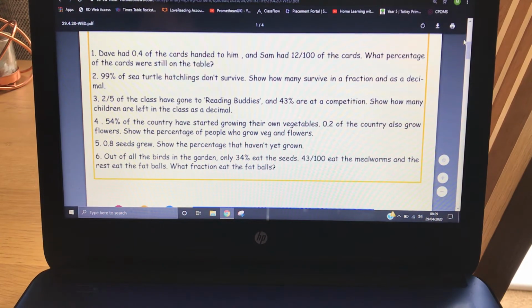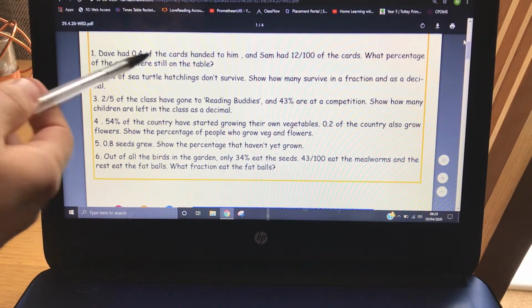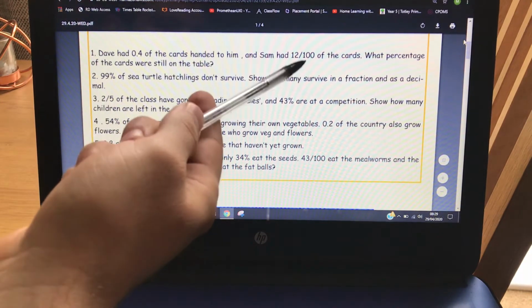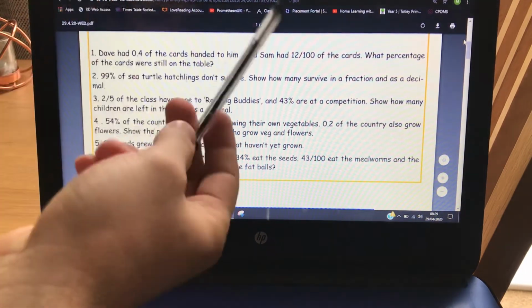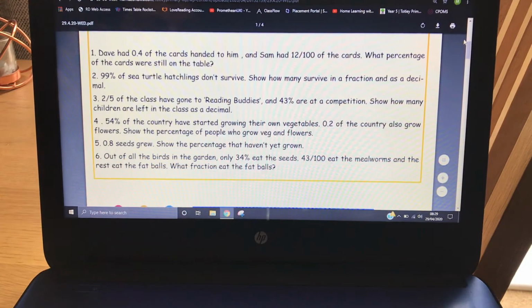So Dave has 0.4 of the cards handed to him. Sam has 12 hundredths of the cards. What percentage of the cards were still on the table? Well, first of all, we need to decide what we're working in. Do you want to work in decimals, percentages, fractions? For this one, it doesn't particularly matter. The answer you want is in percentages.